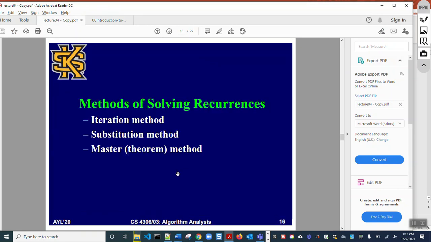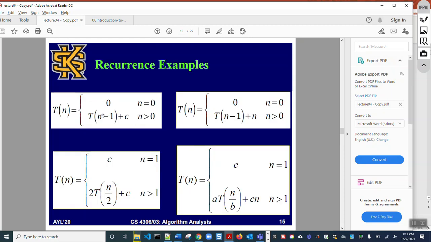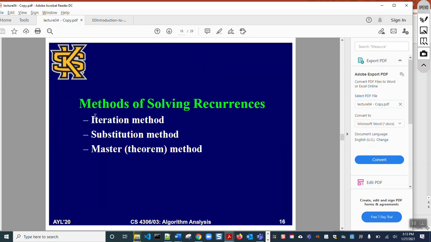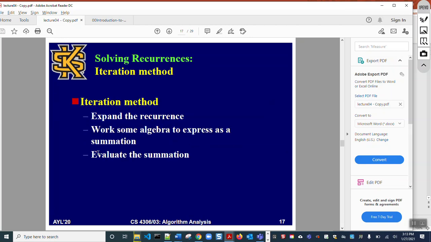As I mentioned, there are several methods of solving recurrences. One is called the iteration method, where we iterate through an array, going one element at a time, so every time we reduce the size by 1. Then the substitution method, and the master theorem method. We will discuss the first two briefly.